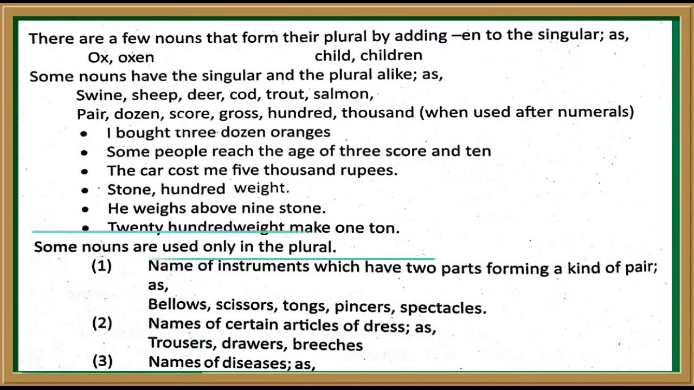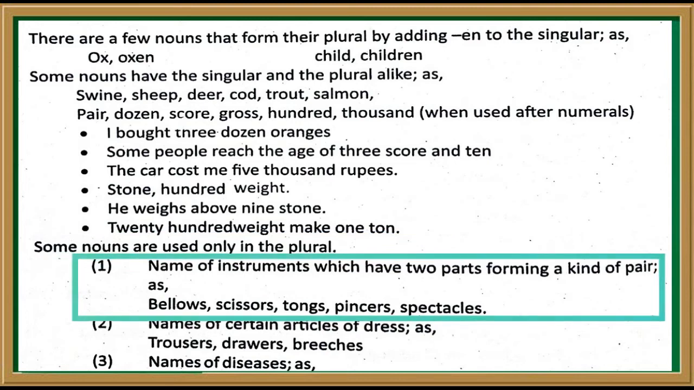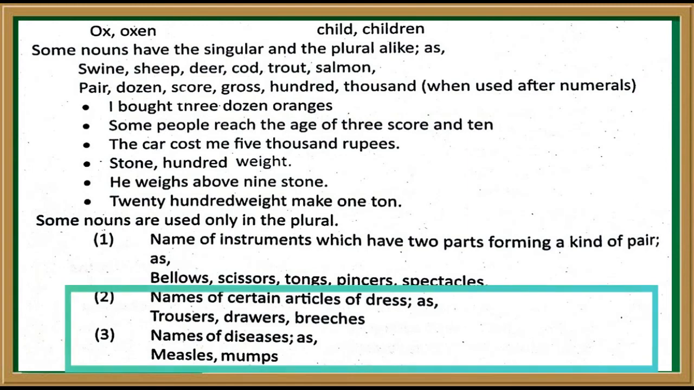Some nouns are used only in the plural form. If we use them in the singular, the meaning changes. For example, names of some instruments like bellows, scissors, tongs, spectacles, etc. Some articles of dress as well use only plural forms, likewise trousers, drawers, breeches, etc. Some diseases, measles, mumps, only use their plural form.